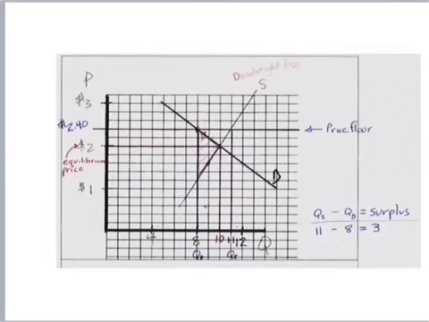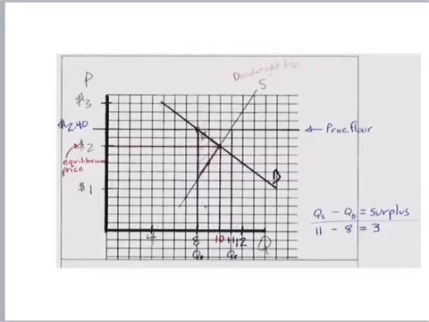We can represent the government's price floor with a line at $2.40. At the price set by the price floor, the quantity bought and sold will be 8 million pounds per week. The quantity supplied, though, will be 11 million pounds per week. 11 minus 8 is 3, so we've got a surplus of 3 million pounds per week.